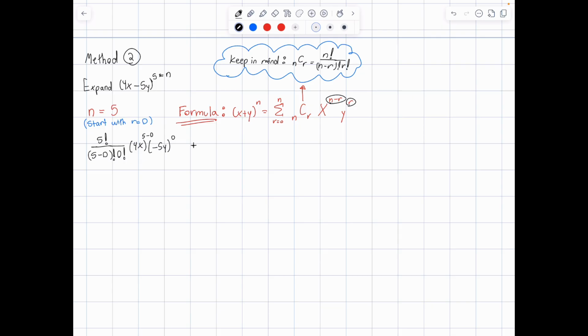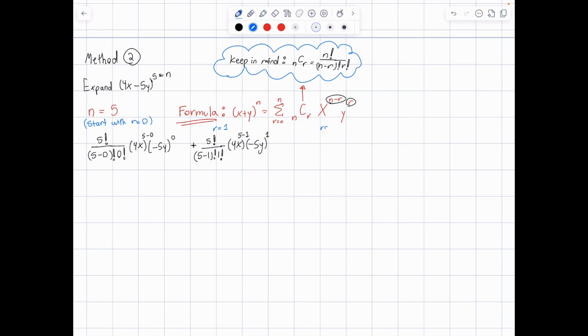Now we're going to do a plus sign. Now we're going to do r equals 1. We're going to do the same thing. 5 factorial over 5 minus 1 factorial, 1 factorial. So r becomes 1, same n. We're going to write down our x again, 4x, and our y again, negative 5y. And this time the exponent on the y is going to be r, so it's going to be 1. For the 4x, the exponent is going to be n minus r, so 5 minus 1. n always stays the same.